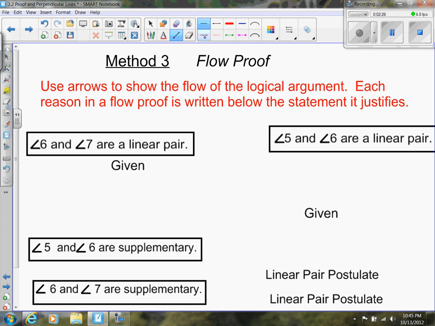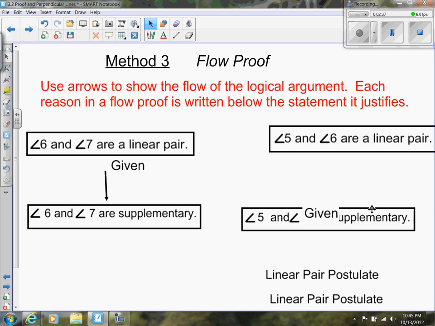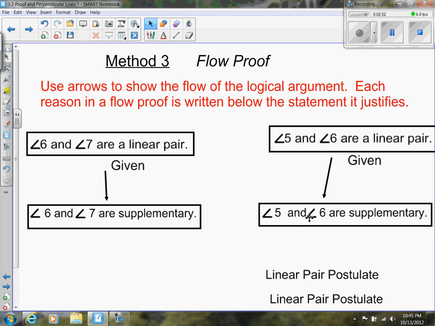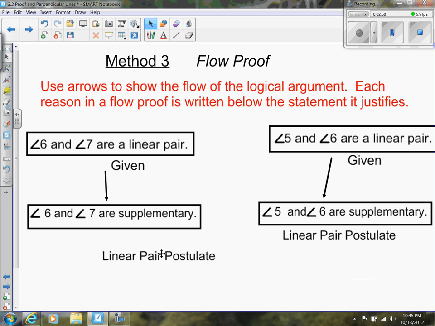From here, the idea is I use an arrow to show that if angle 6 and 7 are a linear pair, then they are supplementary. So this over here we're not using at all. Once we conclude they're supplementary, we're going to take this idea that angle 5 and angle 6 are a linear pair, and that was a given, which means angle 5 and angle 6 are supplementary. These were both the linear pair postulate. So this statement makes that statement.